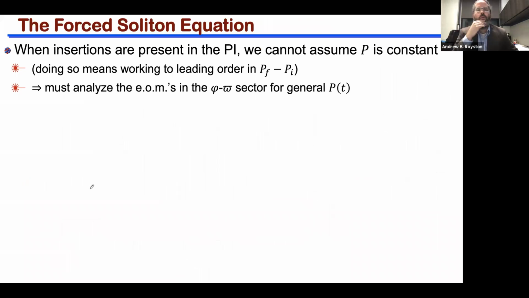Unfortunately, when insertions are present in the path integral, which is the case if we're going to study the form factor, it's not sufficient to assume P is constant when you're looking for a saddle point solution. Doing so would mean that you're only working to leading order in the momentum transfer. So what we need to do is analyze the equations of motion in this field theory sector for a general background P of T, not making any assumptions.